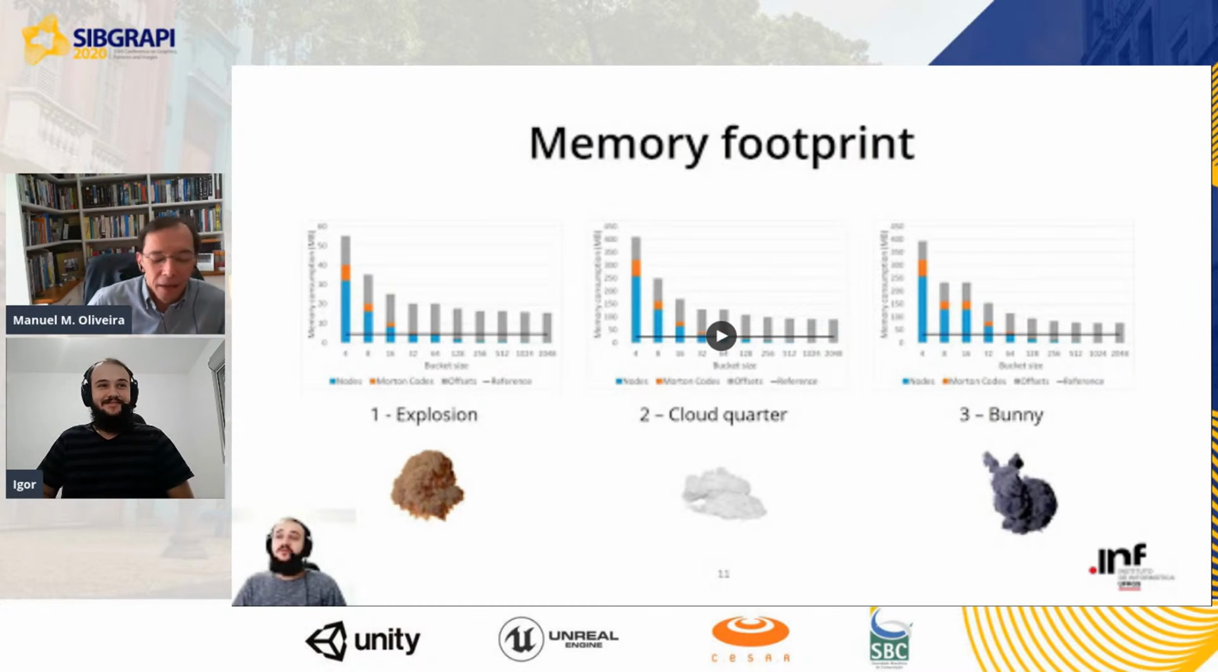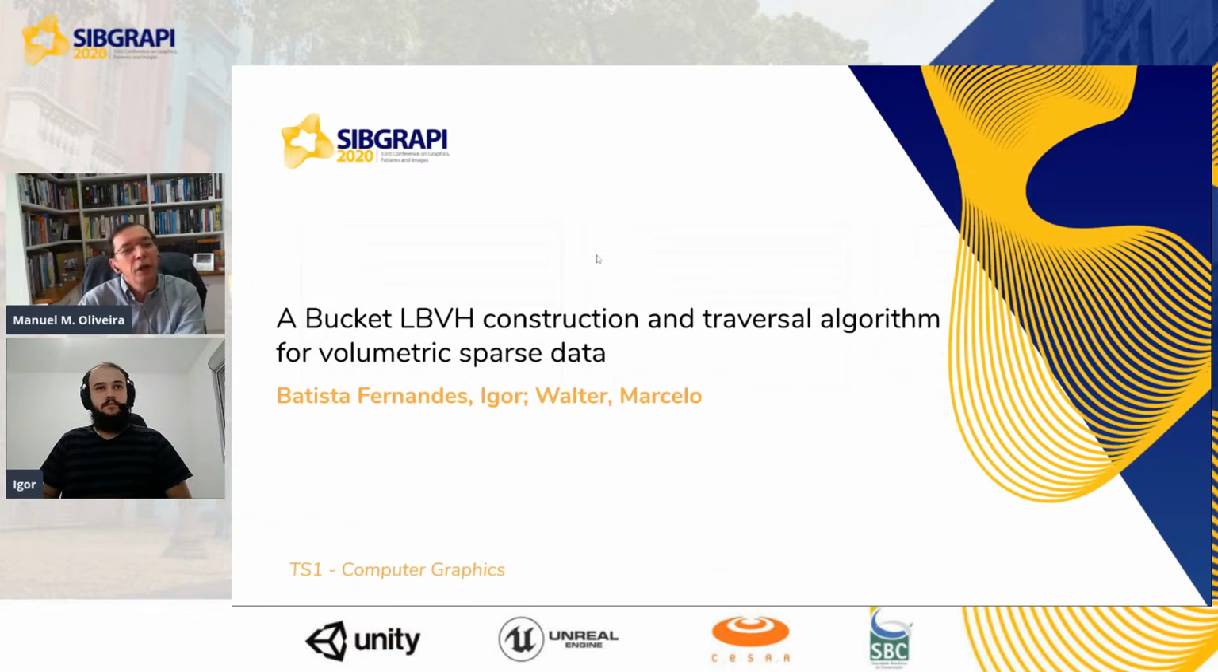Igor, you showed us that traversal performance improves with smaller bucket size, but with smaller buckets, this increases the time to generate the data structure, right? Yeah. At first one would think that, since the generation can be done offline, we should always prefer a smaller bucket size. However, there is this memory footprint that is also an issue.